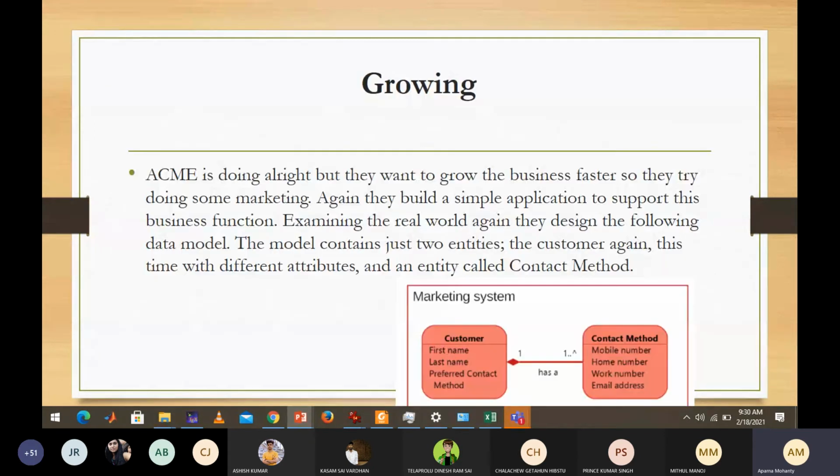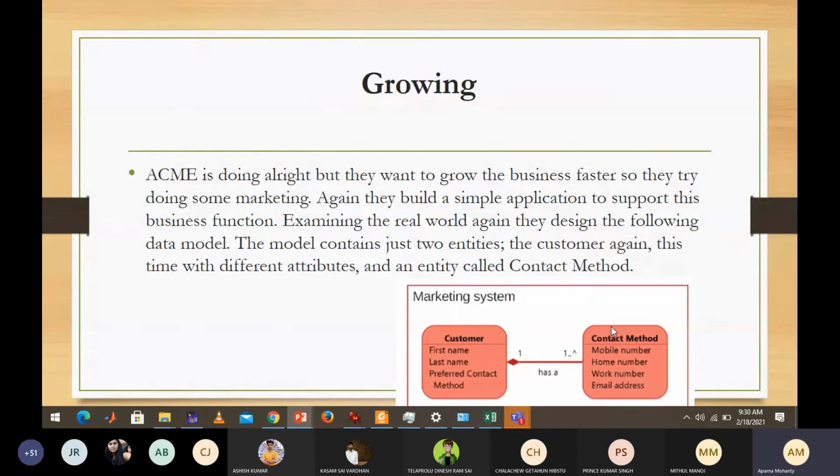Next comes the growing stage. That was the startup phase of the company. Now when it goes into the growing phase, they will try to grow their customer base. Initially they had this customer system, where the customer entity had the first name, last name, and all these details about the customer.